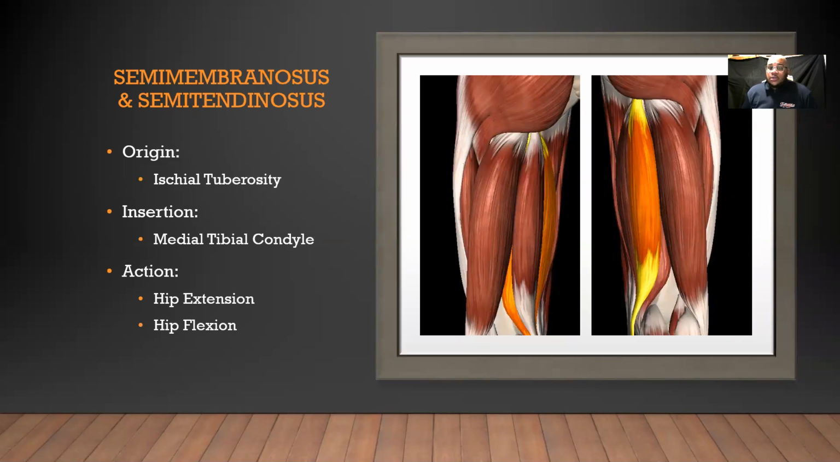So again, let's go over our hamstring muscles one more time. We have our biceps femoris, which is on the lateral aspect. Then we have our semimembranosus and semitendinosus, which are on the medial aspect. All three of these muscles together are called the hamstrings, and they will perform hip extension as well as knee flexion.